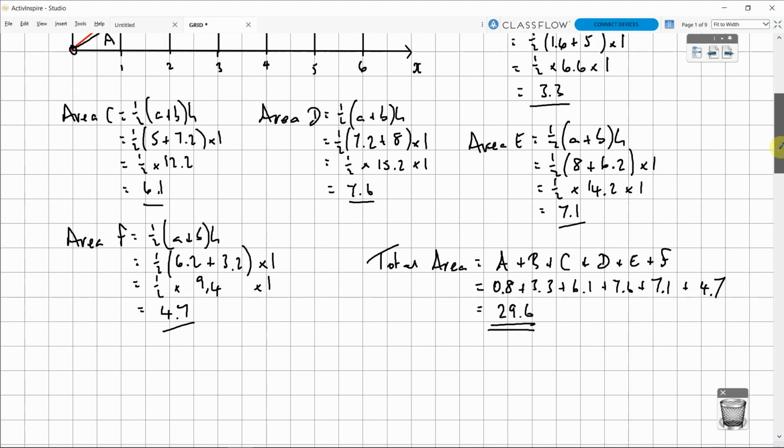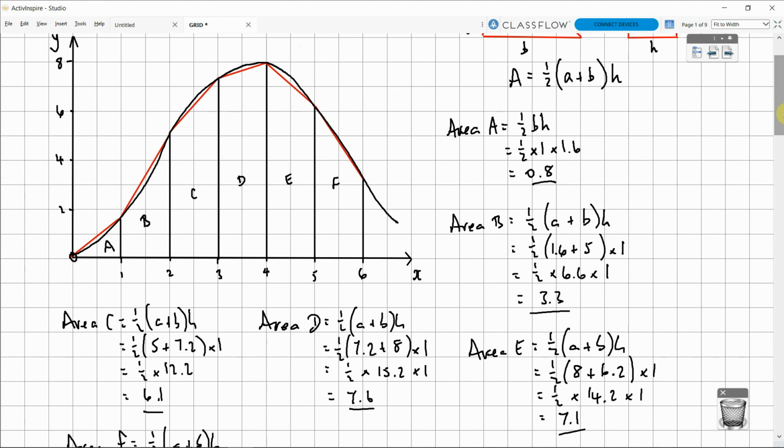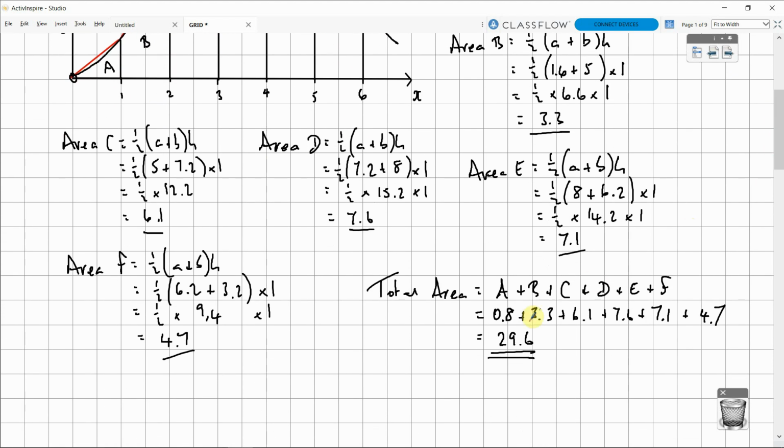Double underline for a final answer, 29.6. We can actually now judge whether that's actually believable. Let's just imagine for a moment that this had been a nice straightforward rectangle. We know how to work out the area of a rectangle. A base of 6 times a height of 8 would make 48. Half of 48 is 24. Is it believable that this is perhaps about half of the rectangle? Yep, it probably is. 24. An actual answer of 29.6. That's a believable answer for this question.